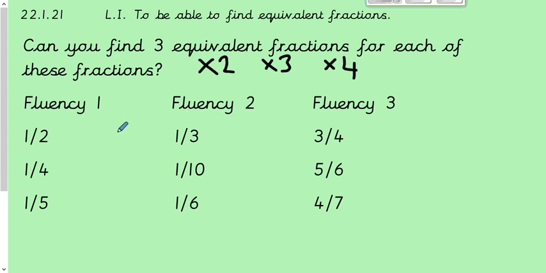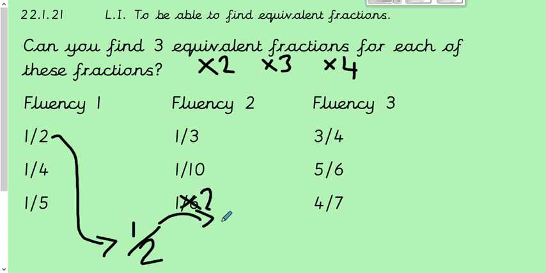So for those of you who are in a bit of a pickle, that's fine. It is quite a tricky thing to get the hang of. So we're going to do 1/2. I'm going to write it a bit differently because I don't like it like that. So we have 1/2. We're going to times that by 2. So you times the top number by 2 and then the bottom number by 2. And that will give you 1 times 2 is 2, 2 times 2 is 4. Therefore, 2/4 is equivalent to 1/2.